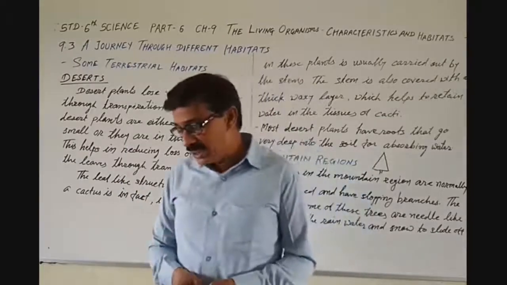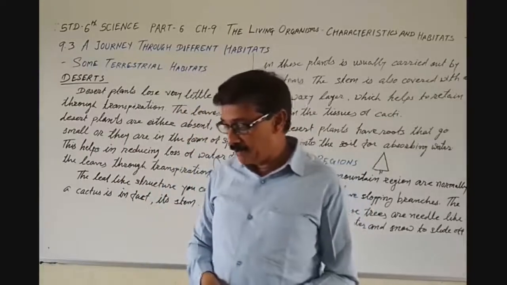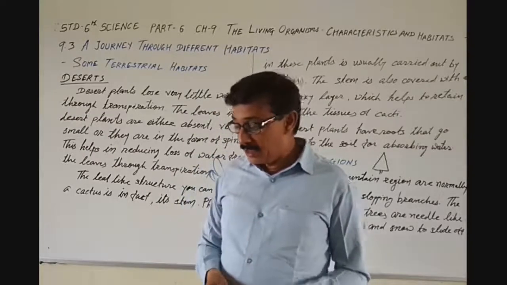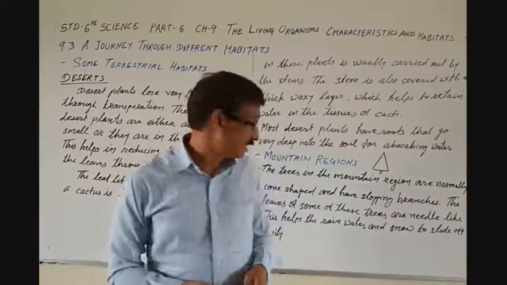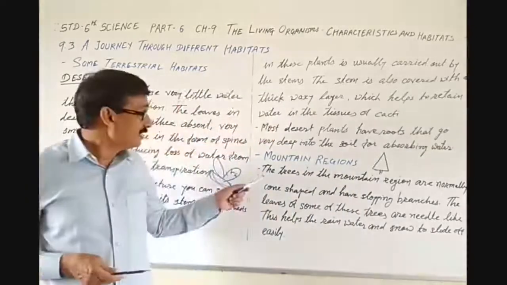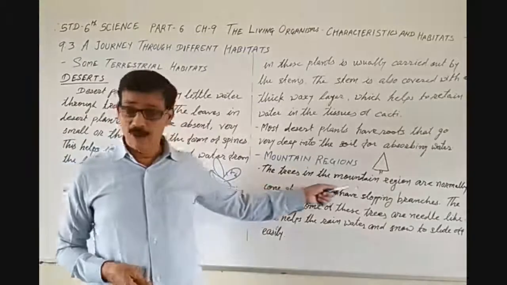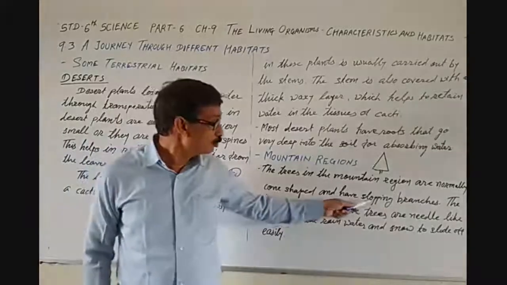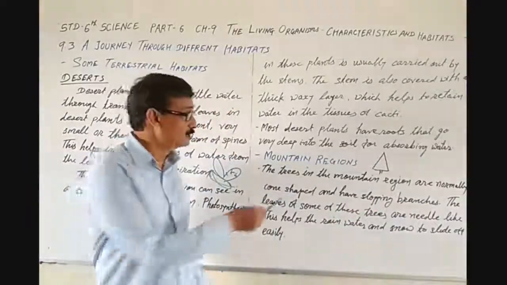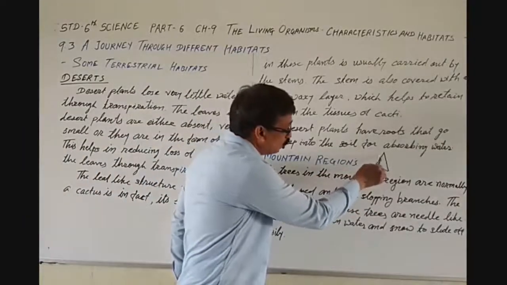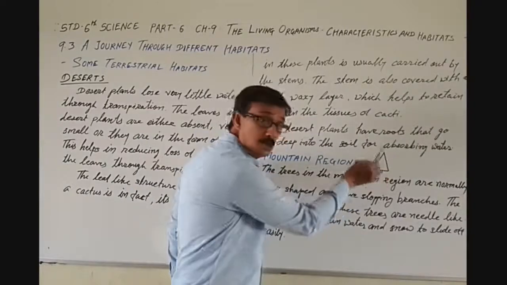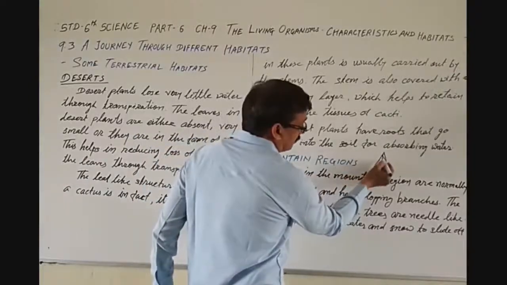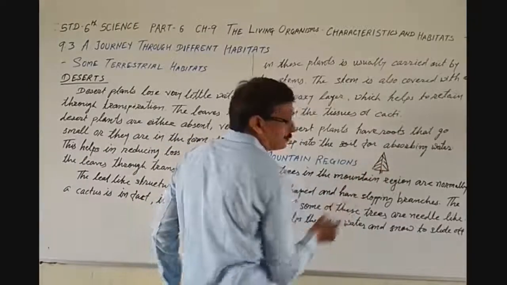How are these trees adapted to the conditions prevailing in their habitat? These trees are normally cone shaped and have sloping branches. See, this is cone shaped and has sloping branches. I can show it to you like this, sloping branches like this.